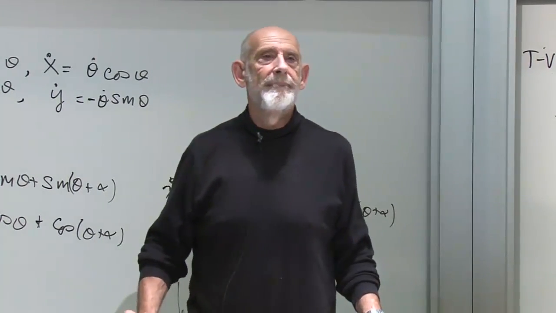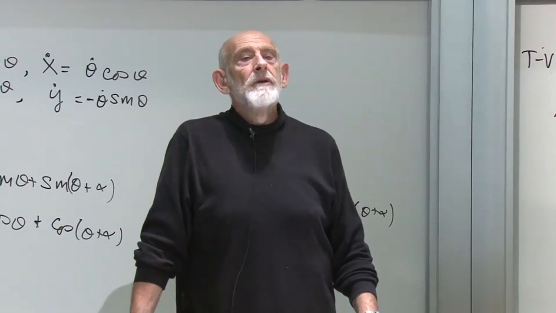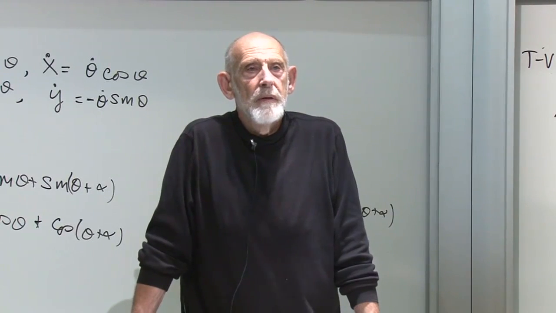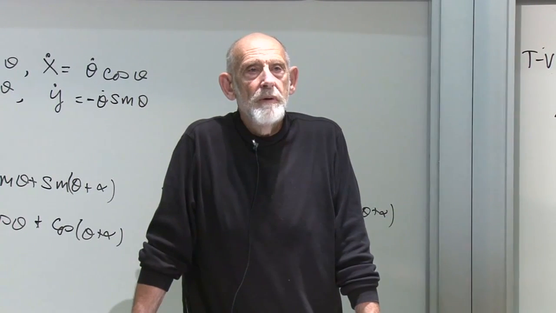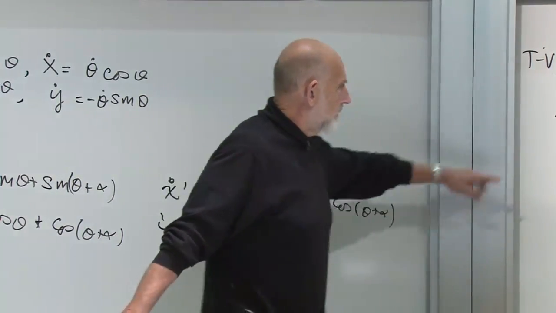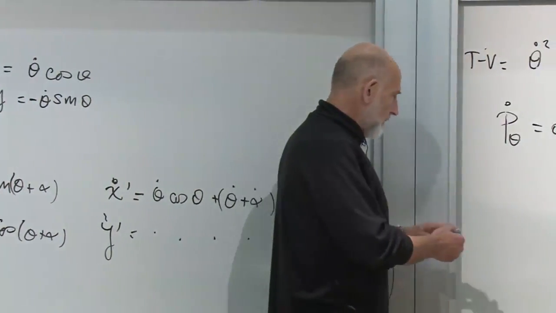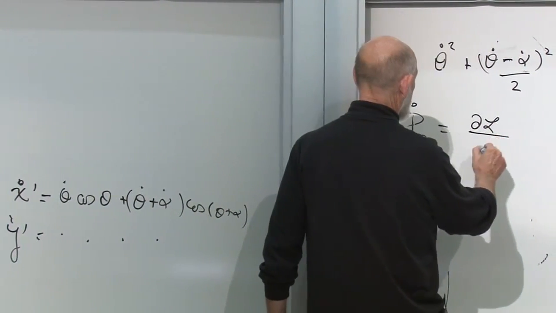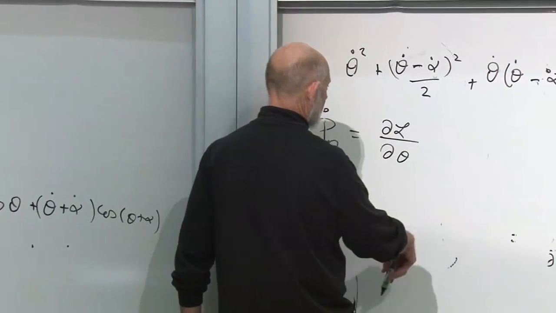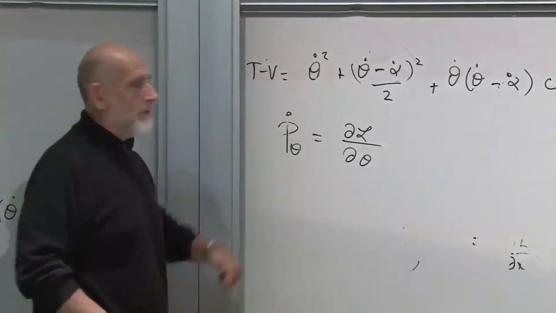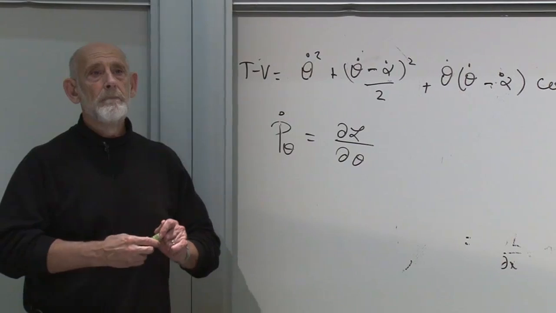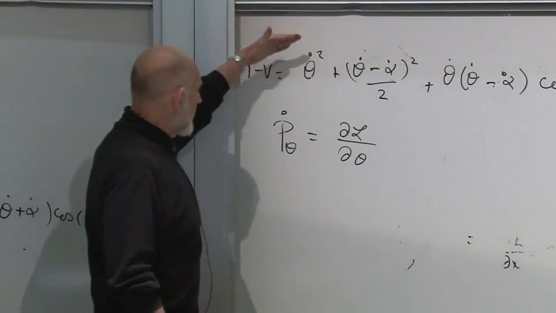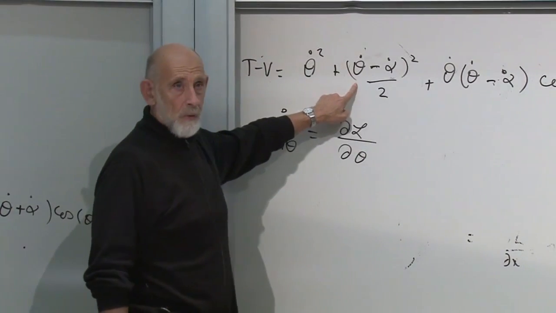For conserved systems, P dot always has to equal 0? No, P dot is equal to dL by d theta, the derivative of the Lagrangian with respect to theta, which in many cases is just the derivative of the potential energy with respect to theta. It's only equal to 0 here because the Lagrangian doesn't involve theta. It's a cyclic coordinate.